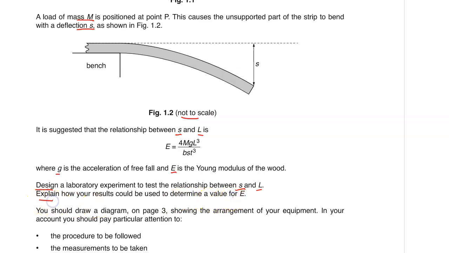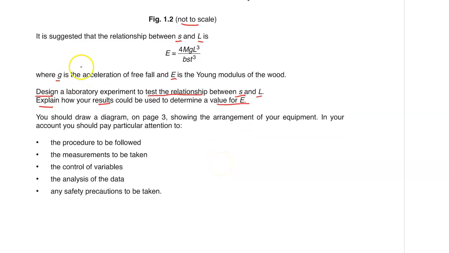That is key. You design a laboratory experiment and explain how your results could be used to determine the value of E. Remember, we are designing an experiment to test the relation between S and L, but we need to use our results to determine the value of E. Take note of that. You should draw a diagram on page 3 showing the arrangement of your equipment. In your account, you should pay particular attention to the procedure, measurements to be done, control variables, analysis of data, and safety precautions to be taken.